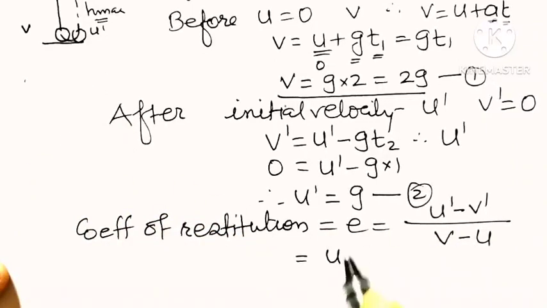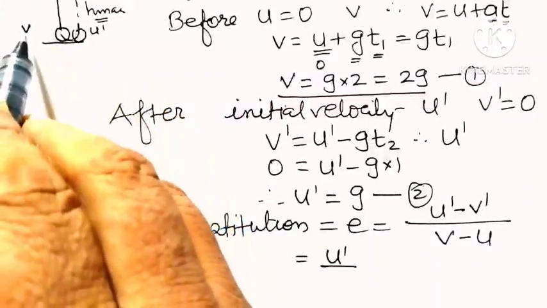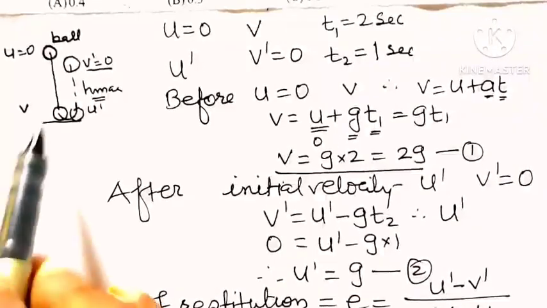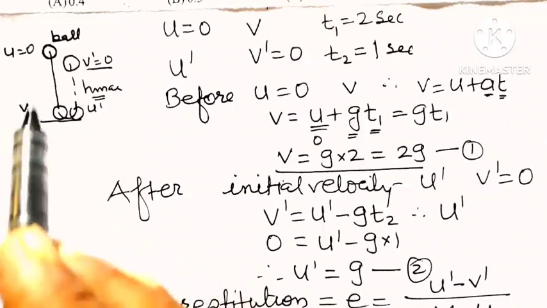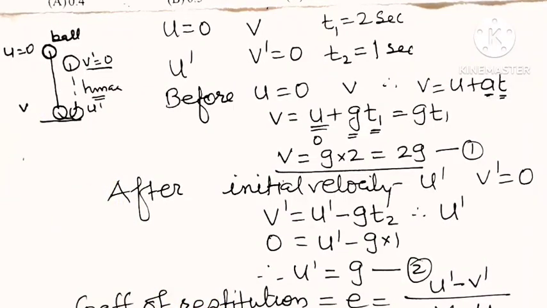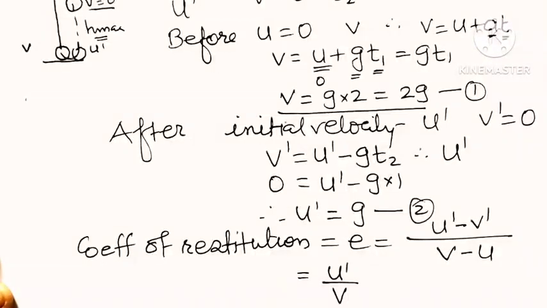So what is v dash equal to? 0, upon v minus u. What is the value of u? Value of u is 0. So v minus u means v minus 0, and u dash minus v dash means it is u dash. So u dash upon v is the coefficient of restitution.